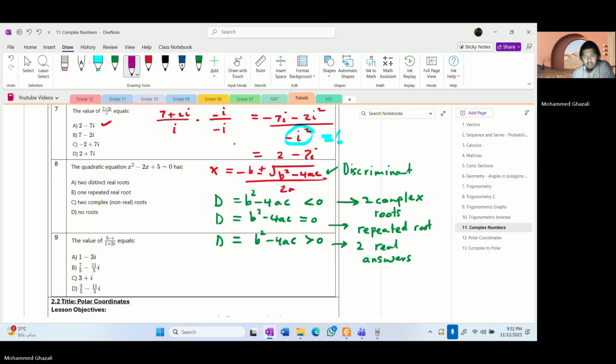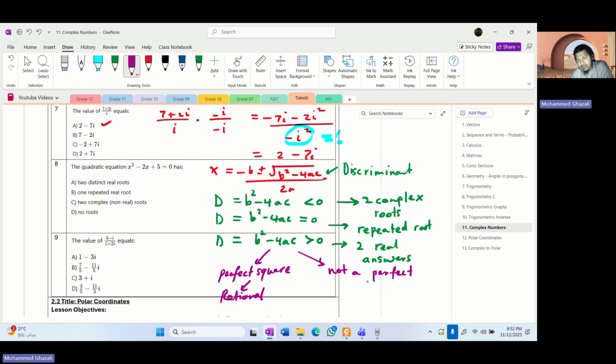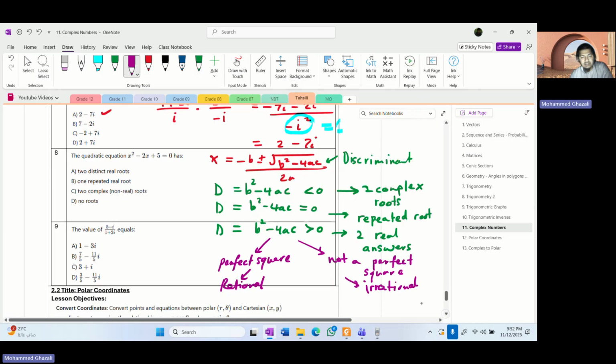Now, these can be real answers in two forms. If b squared minus 4ac is a perfect square, then you will get rational answers, and the answers will be in fraction form. But if it's not a perfect square, then you will get two irrational roots, like square root of 3, or root 5 or root 7 in your answer.